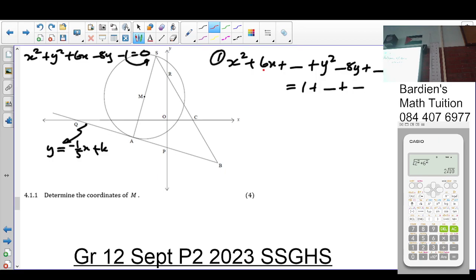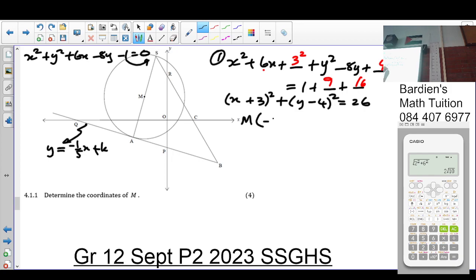We take the b value, multiply it by half, I get 3, and 3 squared of course is 9. 8 times half is 4, and 4 squared is 16. Okay. So which means to say it's going to be x plus 3 squared plus y minus 4 squared is equal to 26. Is that correct? So to answer the question, M is simply going to be negative 3, 4. Okay. So can you rewrite this equation in that form?